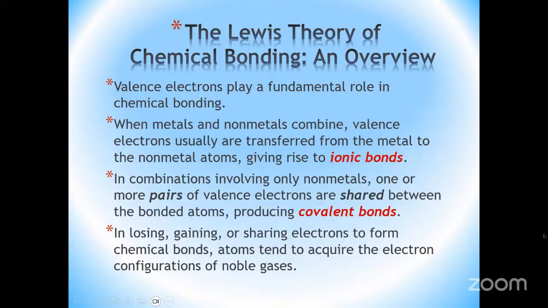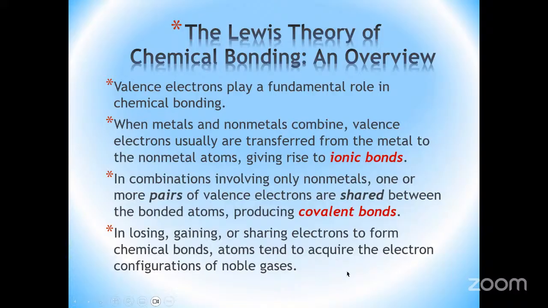And what you'll find is that in the formation of these bonds, where you have losing, gaining, or sharing electrons, these atoms tend to, not always, but they tend to end up with a full octet of electrons in their valence shell. In other words, they will acquire the same electronic configuration as their nearest noble gases. But this is not true in all cases, as you're going to see shortly.